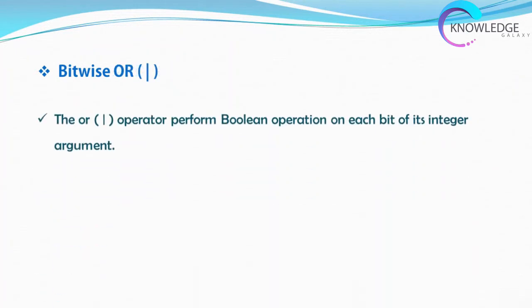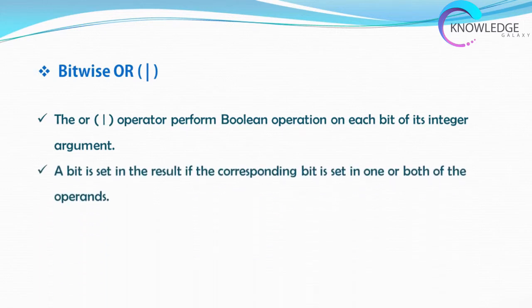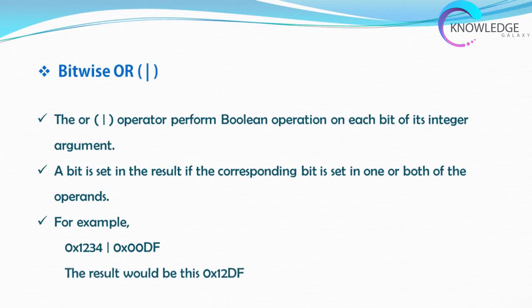The OR bitwise operator performs boolean operation on each bit of its integer argument. A bit is set in the result if the corresponding bit is set in one or both of the operands. For example, we have two hexadecimal values with OR operator. So the result would be this. Right?